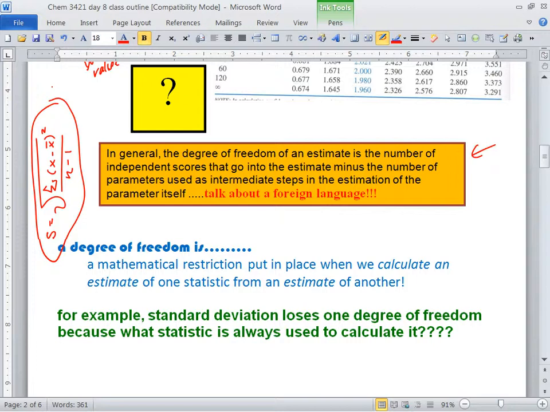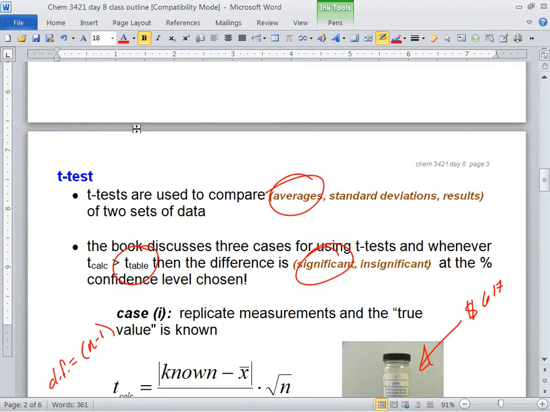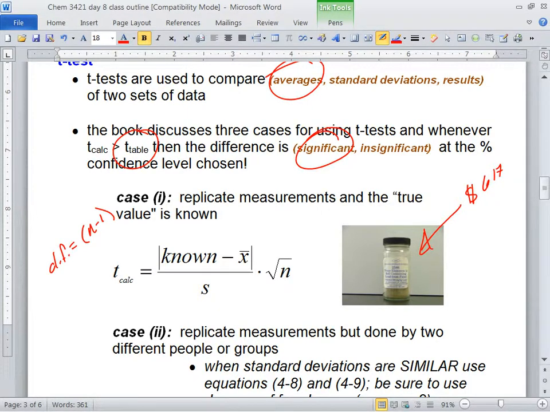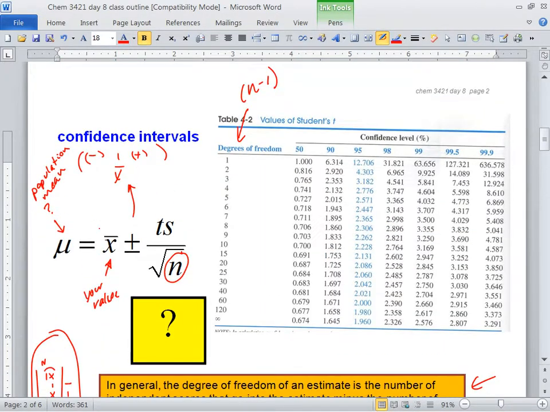So if you have 20 measurements, you essentially have 20 degrees of freedom, as long as you're not calculating anything. But once you calculate standard deviation, it's a statistic that's using another statistic. So there you're losing a degree of freedom. So this T number is just like calculating a standard deviation. So you're losing a degree of freedom. So we should be, again, realizing when we use this table, it's N minus 1.